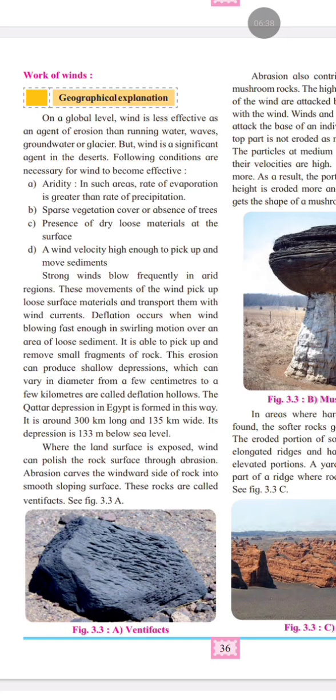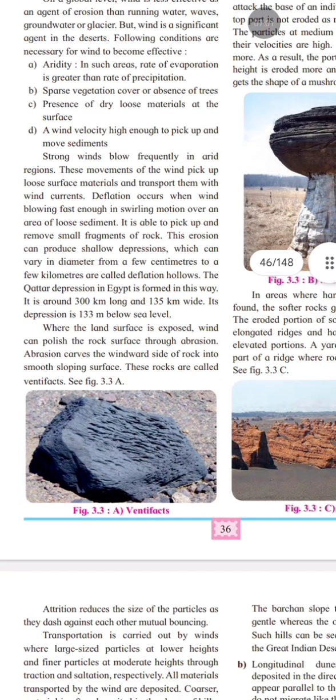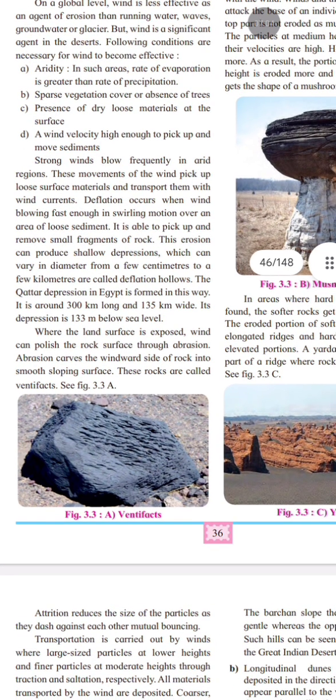What are the conditions required for effective wind erosion? There are four main conditions. First is aridity, where evaporation is greater than precipitation. Sparse or no vegetation should be there. Dry, loose material on the surface. High wind velocity capable of moving sediments. These four are important. Next is deflation.